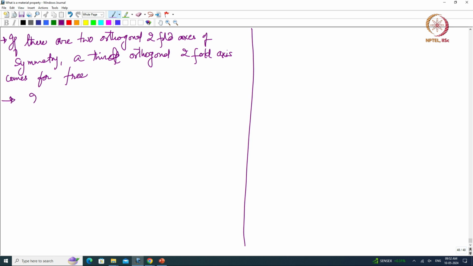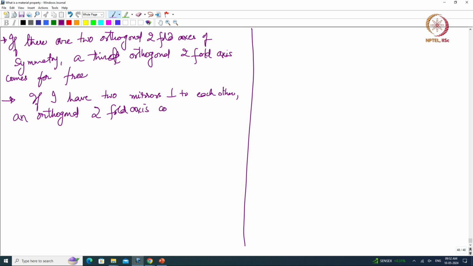Similarly, if I have two mirrors perpendicular to each other. So, I am just going to say this mathematically now, and I am going to actually show you in terms of what are called stereograms later when I start doing point groups. An orthogonal, not a mirror, but an orthogonal two-fold axis comes for free.